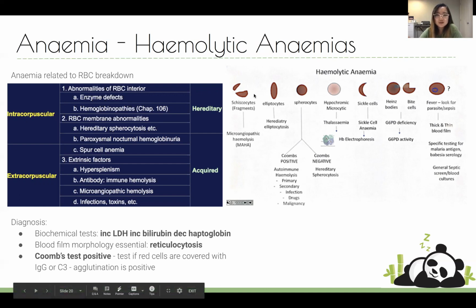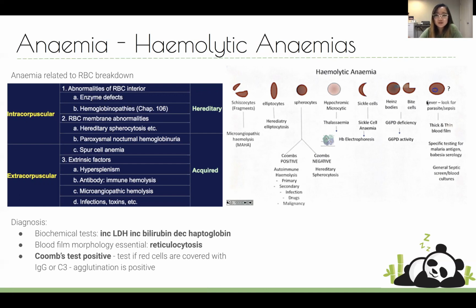These are some of them. It's sorted by your blood film, but you get MAHAs or microangiopathic hemolysis. I wouldn't worry about these too much for this year. You can get hereditary leptocytosis, you can get spherocytes, you can get sickle cells, you can get G6PD deficiency, which you inherit, and then you can have malaria essentially.